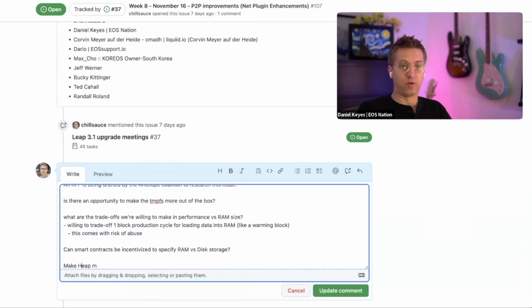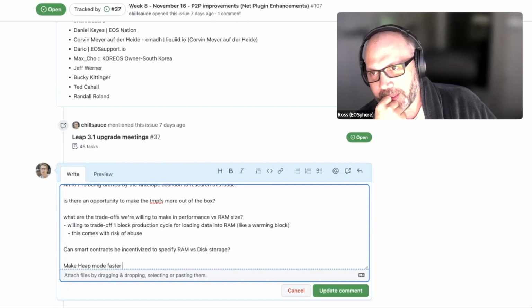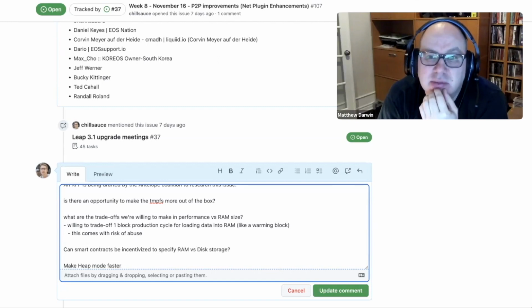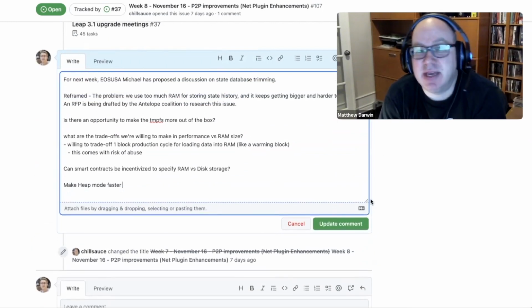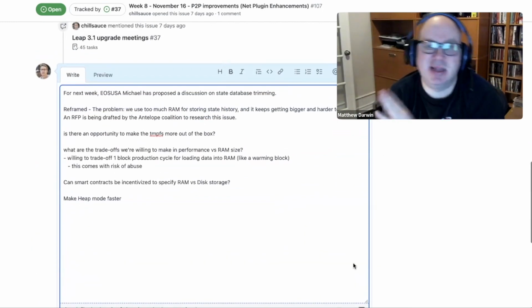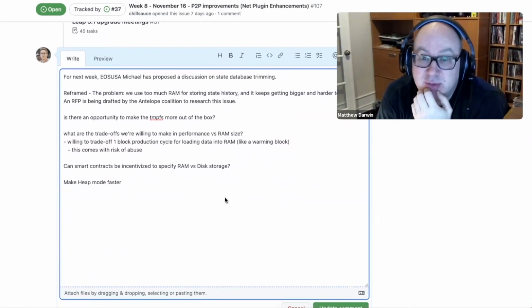Make heap mode faster. Heap mode is similar to TempFS, especially if you restrict how much RAM is in the machine and you've got a big swap file. But it's worse than TempFS, kind of, because it's slow. It loads everything in RAM and then swaps everything out. So we use that a lot, but it's really not ideal.